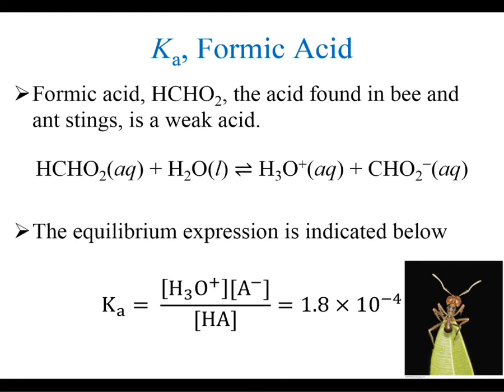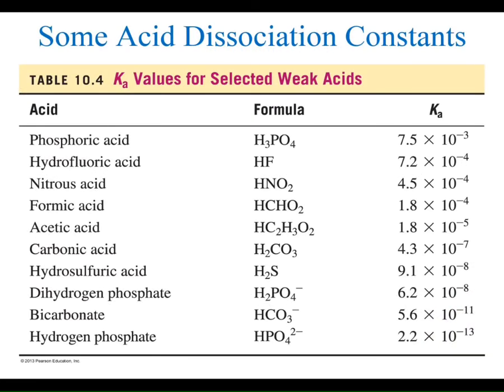The smaller the K, the more it's staying together, the weaker an acid it is. That makes sense? So the larger the Ka, the better an acid, the stronger an acid it is. The smaller the Ka, the weaker an acid it is. So here's a chart to show you a bunch.